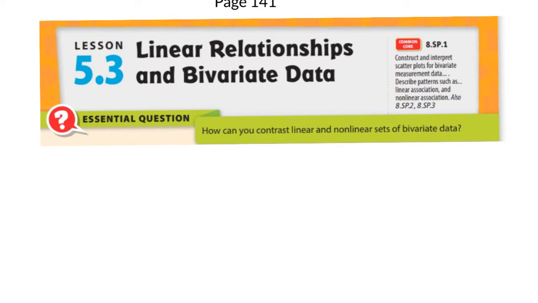All right, we're going to start lesson 5.3. This is on linear relationships and bivariate data. Linear relationships are just talking about when you have x's and y's, or maybe you have it labeled some other way, that these points form a line. That would be a linear relationship.